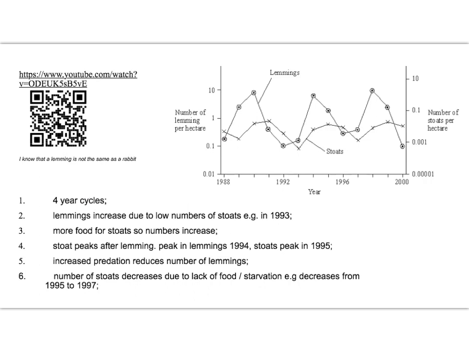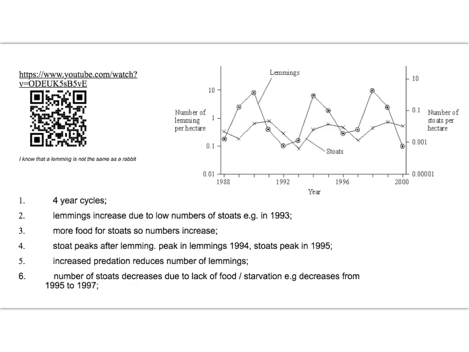So it's a 4-year cycle, and you can see that the difference between the peaks or the troughs is about 4 years. So if you look at the peak here, that would be in 1990. If you look at the peak here for lemmings, that would be 1994. So 4 years.